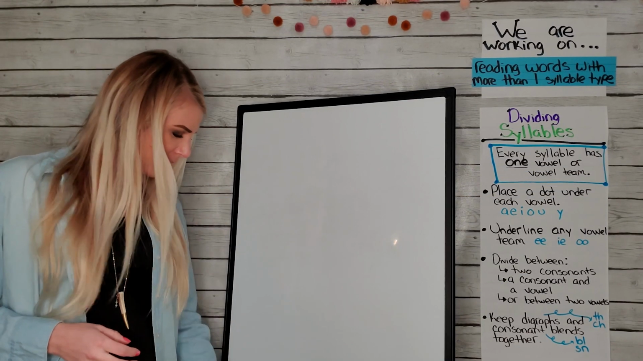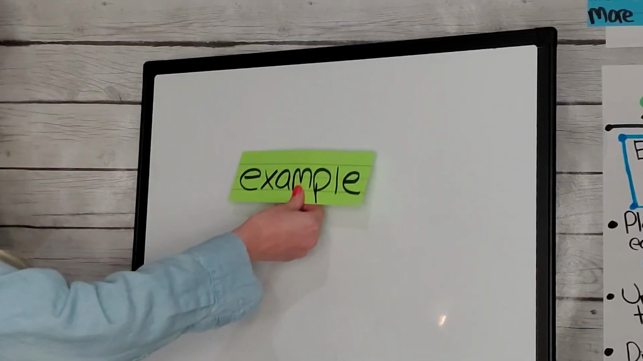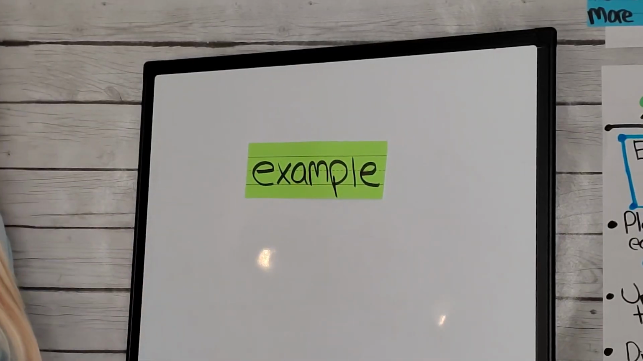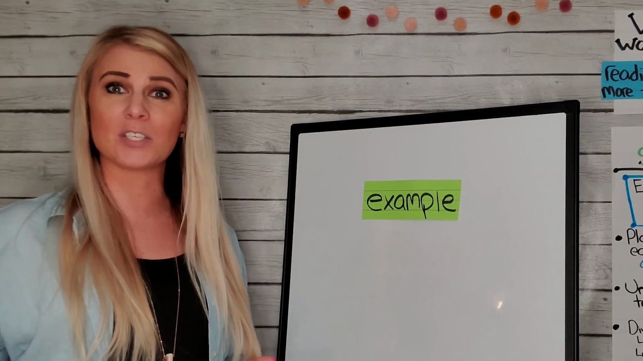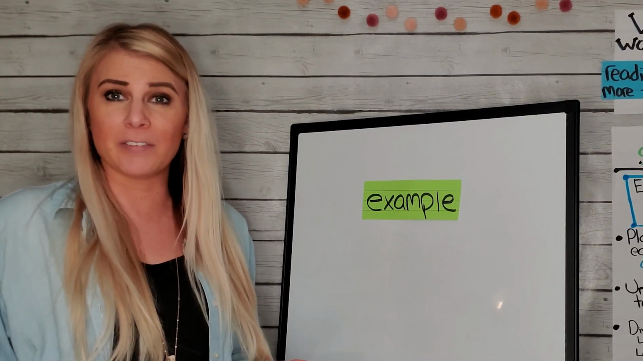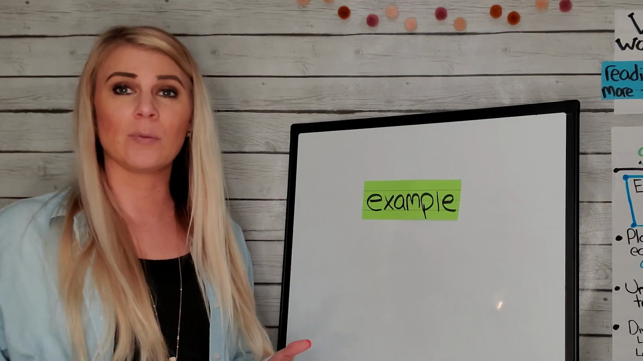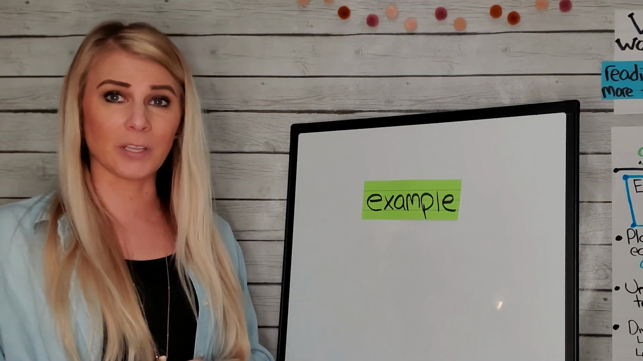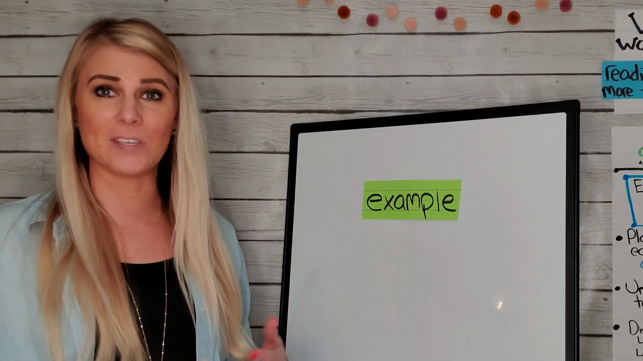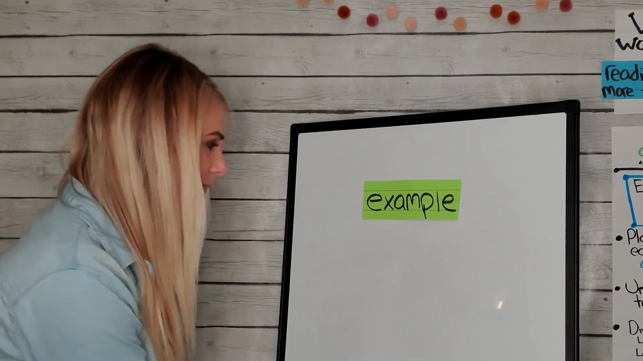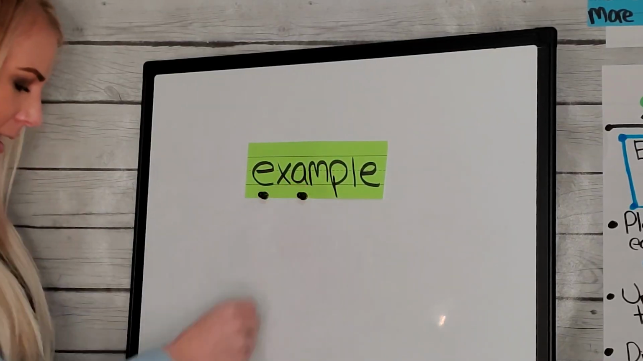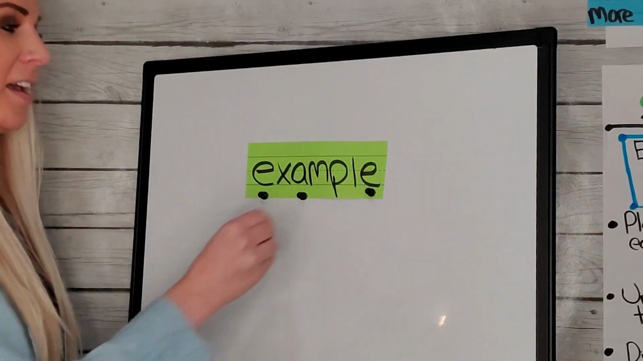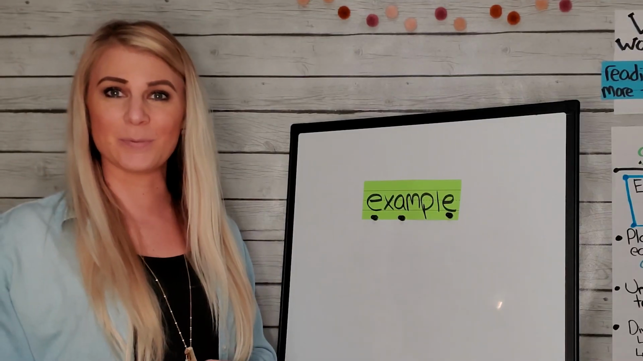Me too. Here is our first word. This is a word that I don't know how to read. Let's get ready to loop and swoop this word so that we can figure out together what it says. Remember, our first job is to place a dot under any vowels that we see in this word. I'm going to place a dot under E, A, and E. Those are my vowels in this word.